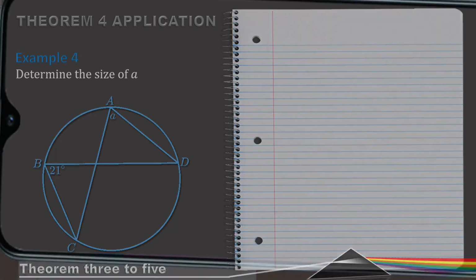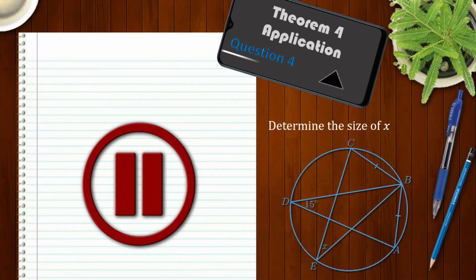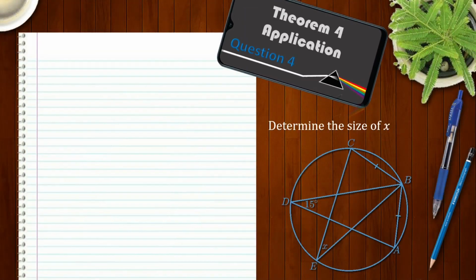Okay, and then going on to question 4, determine the size of X. Now basically we can see that this chord CB is equal to AB, and that makes the angles that they subtend equal. So we can say that X is equal to 15 degrees, and our reason is equal chords subtend equal angles.